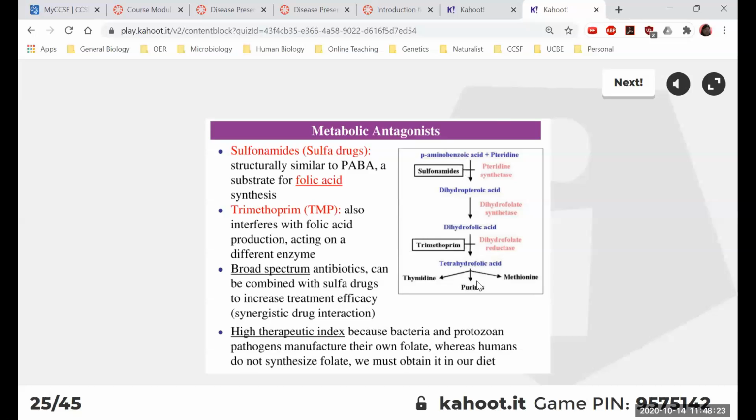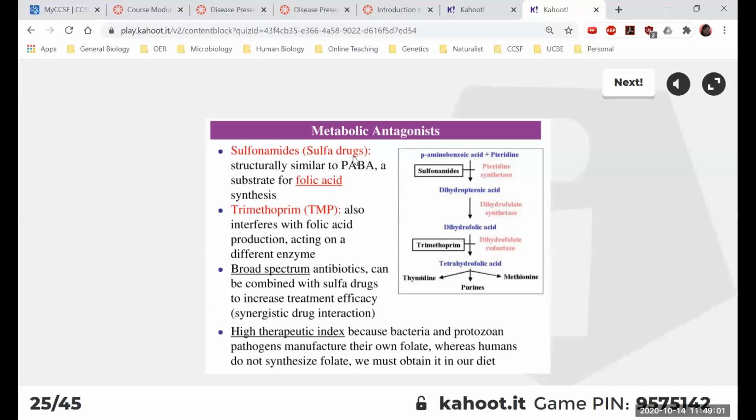Folic acid is really important in bacteria, and also in our cells, because folic acid can be the precursor for thymidine, for purine, for methionine. So you can see that it's required for amino acid synthesis, and it's required for nucleotide synthesis. So it basically feeds into protein synthesis and DNA and RNA synthesis. The two best drugs are sulfonamides, which a lot of times we just call sulfur drugs.